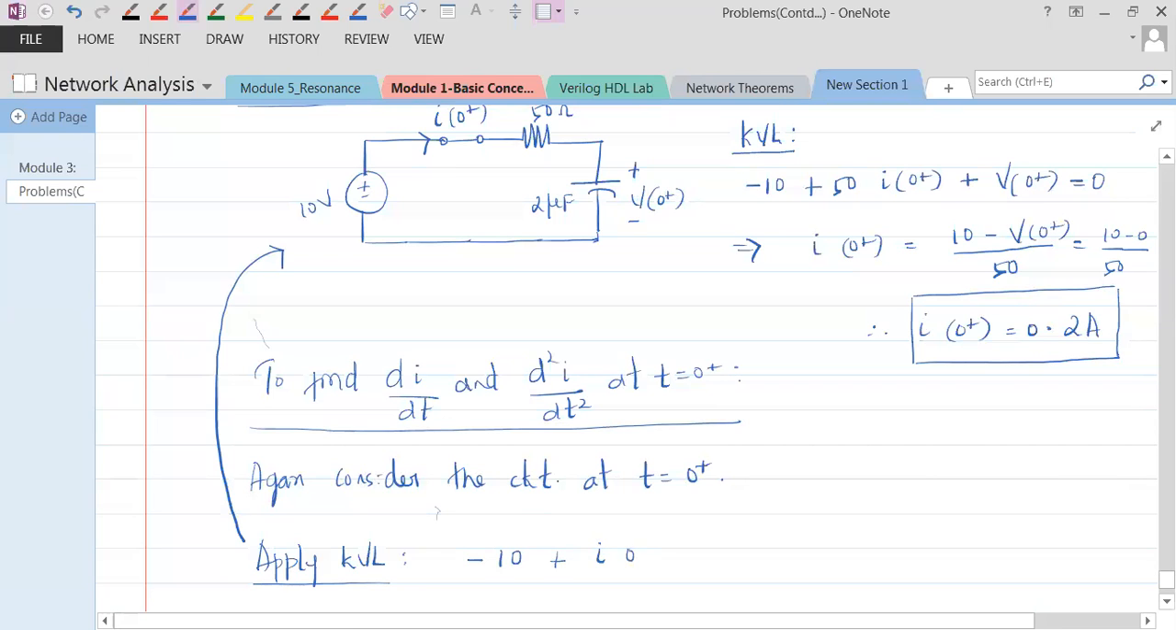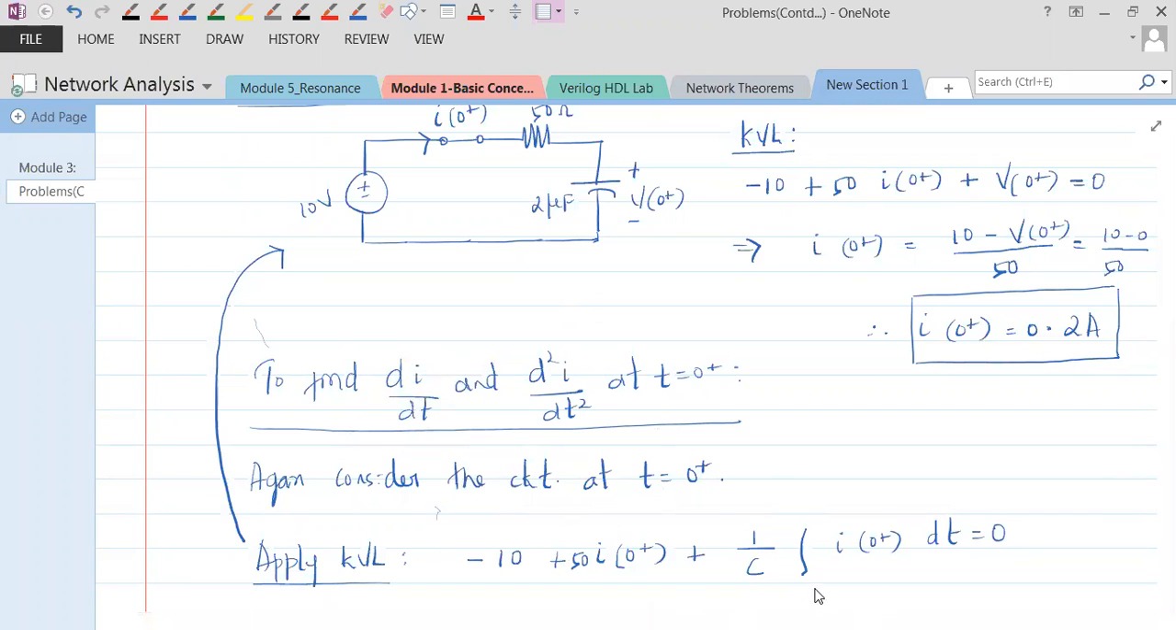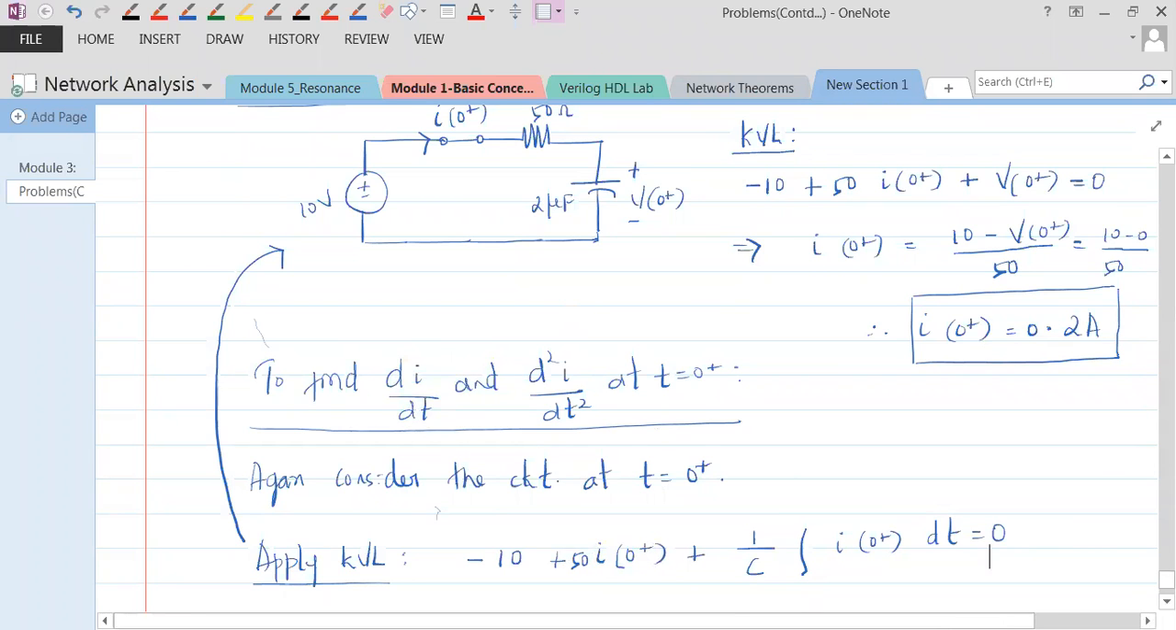It's 50 into I of 0 plus, right? Plus it's 1 by C integral I of 0 plus dt equal to 0. Is everybody okay with this? Now, where are the differentials? This is what we are looking at. Is it there? No, it is not there. So what we need to do on this? Let's call this equation number 1.